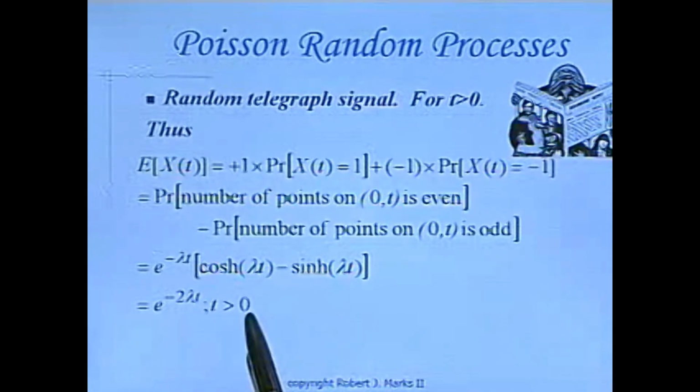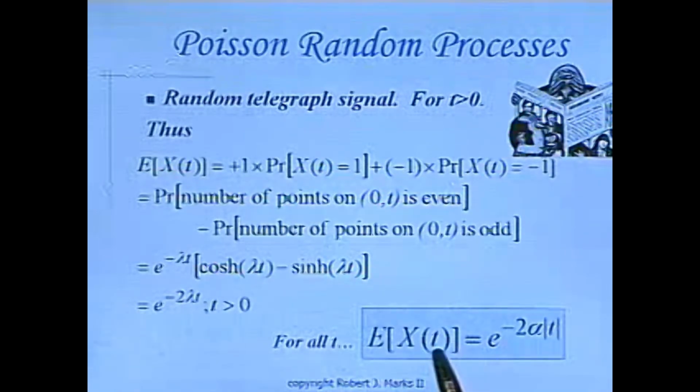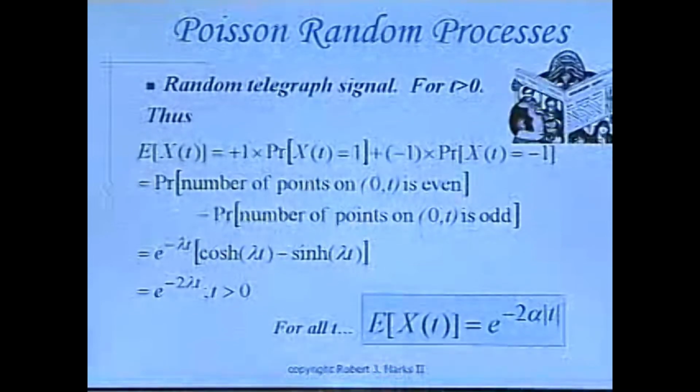Now this, of course, assumes that t is greater than 0. If we have all values of t, that is, we extend this telegraph signal for negative time also, doing the same thing, putting Poisson points for negative time and then flipping every time we reach one, then the expected value of x of t is equal to e to the minus 2 alpha times the magnitude of t. This is the expected value of the process, of the telegraph stochastic process.